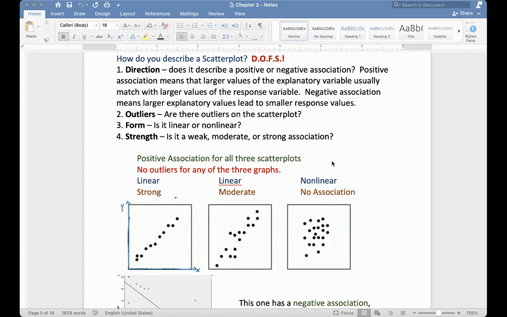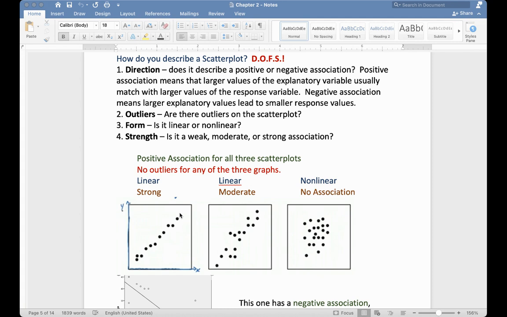So when we're talking direction, we're talking positive or negative direction. Are there outliers? Is there something sticking way out on the side? We'll look at an example of that. But these three graphs right here really don't have an outlier. Is it linear? Is it something else? You could have a scatter plot that looks quadratic or maybe exponential, possibly logarithmic. So generally, we'll stick with linear for now and we'll work our way up to some other types of graphs.